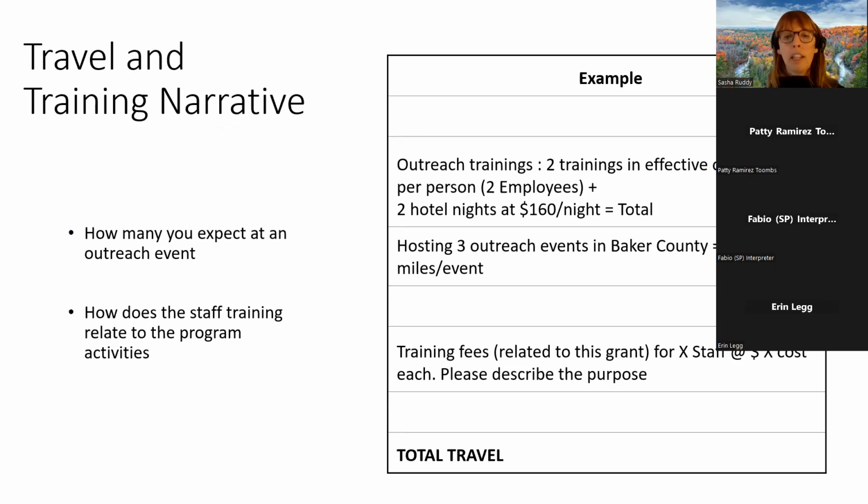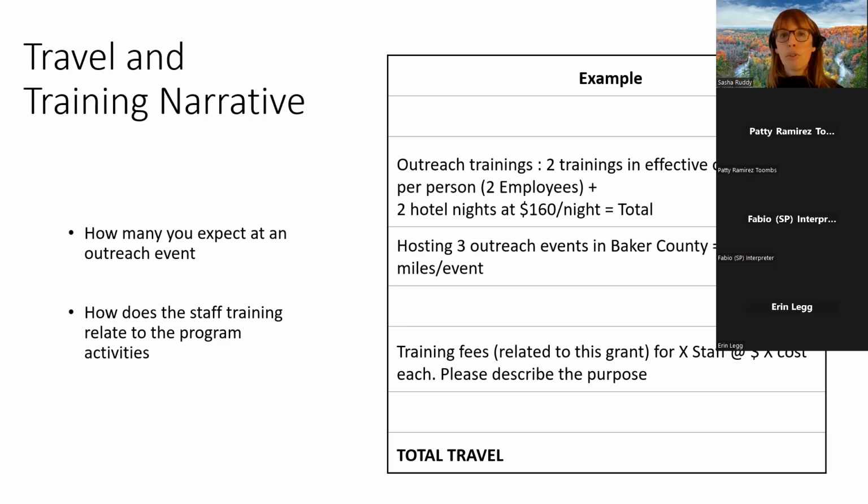So there's a table on the left-hand side of the screen, but on the right, there's a couple questions without question marks. And the top one is, how many do you expect at an outreach event? And we'll talk about that within the example. And the other question is, how does the travel training relate to program activities? Because again, we need to know those finer details. We want you to tell us a story.